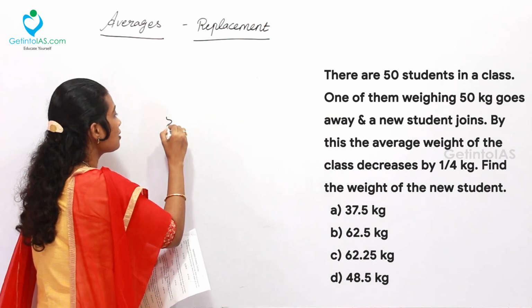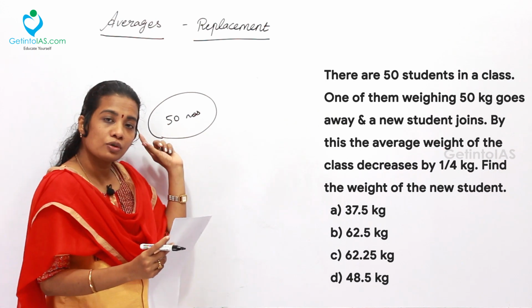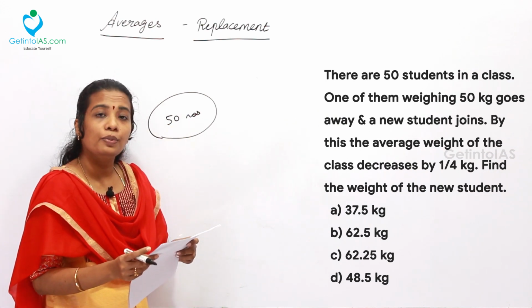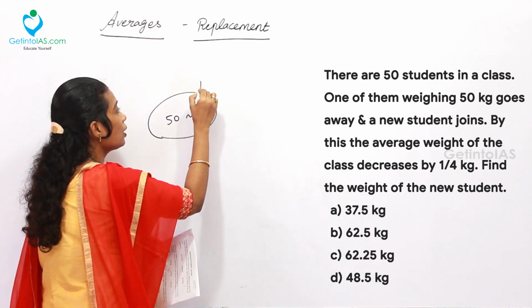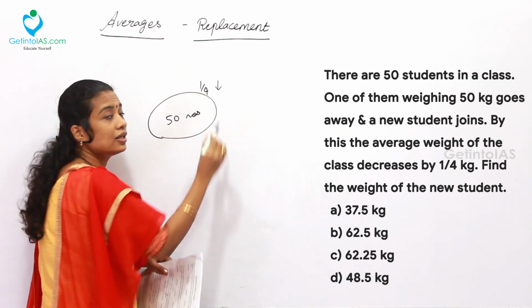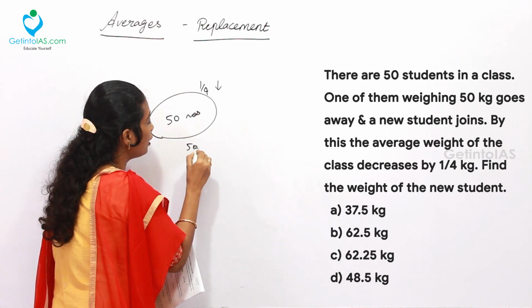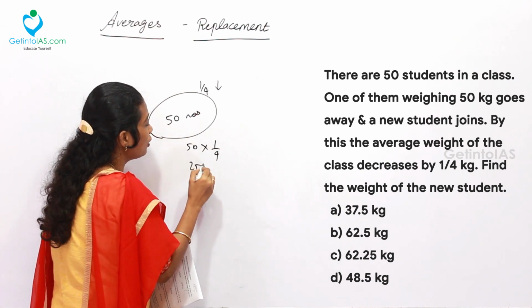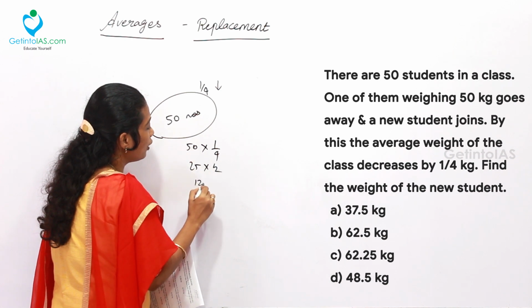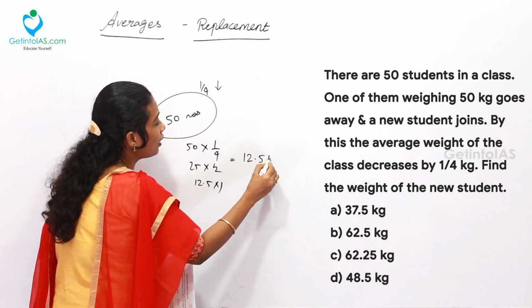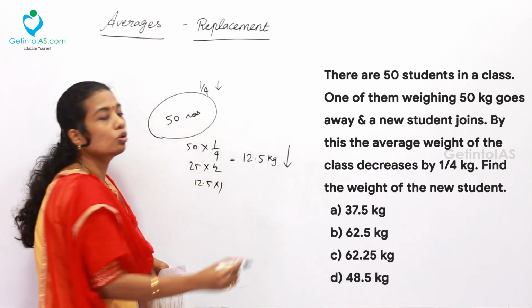50 students in the class. Previously the average was X. At present the average decreases by 1/4 kg. 1/4 kg decreases for whom? For all the 50 numbers. So 50 into 1/4, which is equal to 25 into half or 12.5 into 1. Simply 12.5 kg reduced overall.